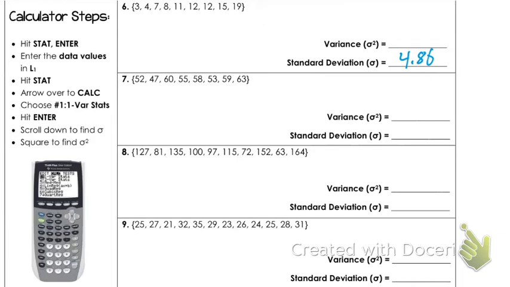Mr. Kossel, how do I find the variance now? Well, how do you go from standard deviation to variance? You square it. So you take that number and you hit x squared. You hit the x squared button while that number is highlighted, and it squares it for you. 23.6. I would agree. Oh, that's kind of cool, actually. Isn't that cool? Okay, it does it for you.